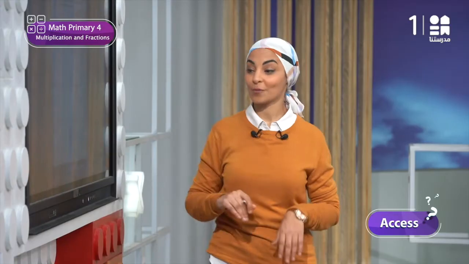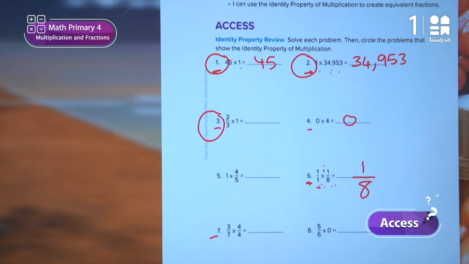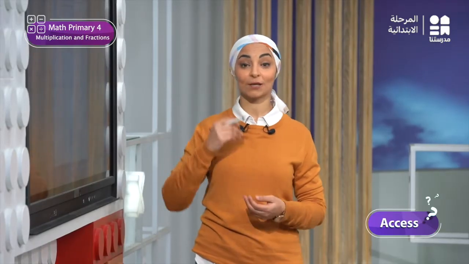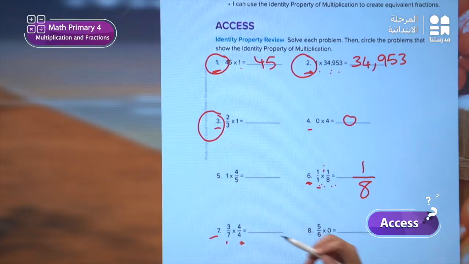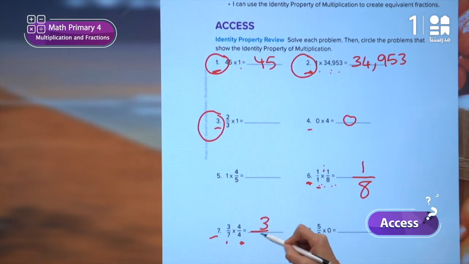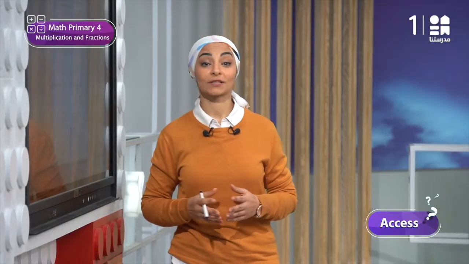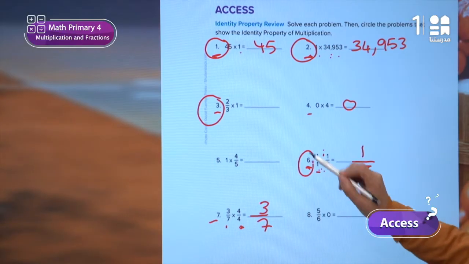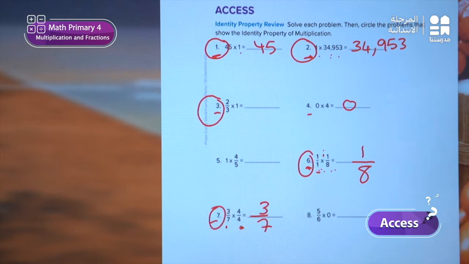In the same way in problem number 7, exactly the same method. We want to find the product of multiplying 3 over 7 times 4 over 4. Didn't we agree that 1 has the same numerator as the denominator? That means 4 over 4 equals 1 whole. So 3 over 7 times 4 over 4 gives me the same fraction, which is 3 over 7. Of course, you will circle what? Yes, I will circle problem number 6 and problem number 7. Why?